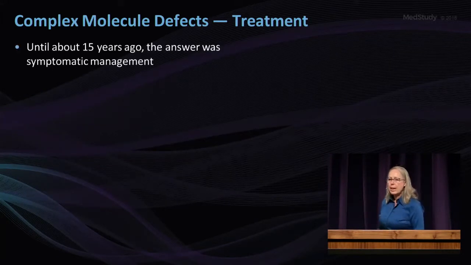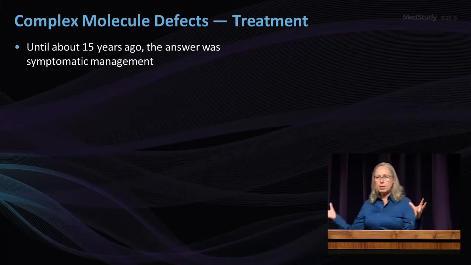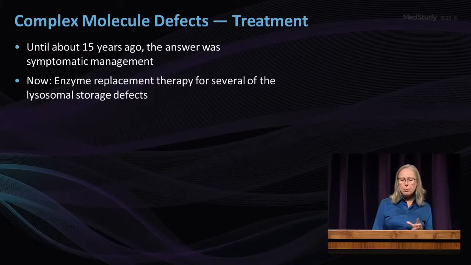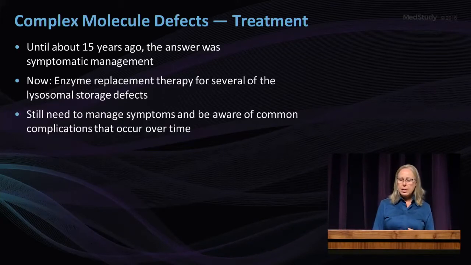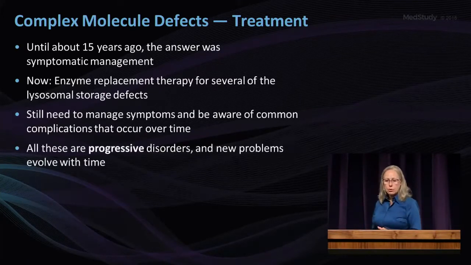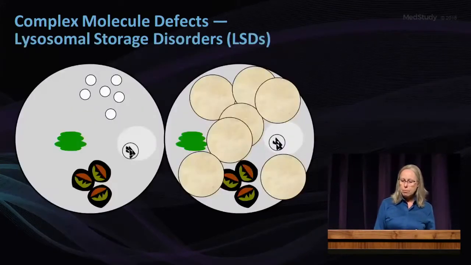Until about 15 years ago, we had absolutely no treatment for this category of disorders, and our answer was just symptomatic management. Now we have a variety of enzyme replacement therapies, especially for the lysosomal storage disorders, which then leads us back to the conversation about newborn screening and how we keep adding more things in. It's not helpful to screen for something you don't have a treatment for, and now we're getting more and more treatments, so more things are being added to the newborn screens. Even with enzyme replacement, you need to manage the symptoms and be aware of common complications. And these are progressive disorders, so the new problems evolve over time.